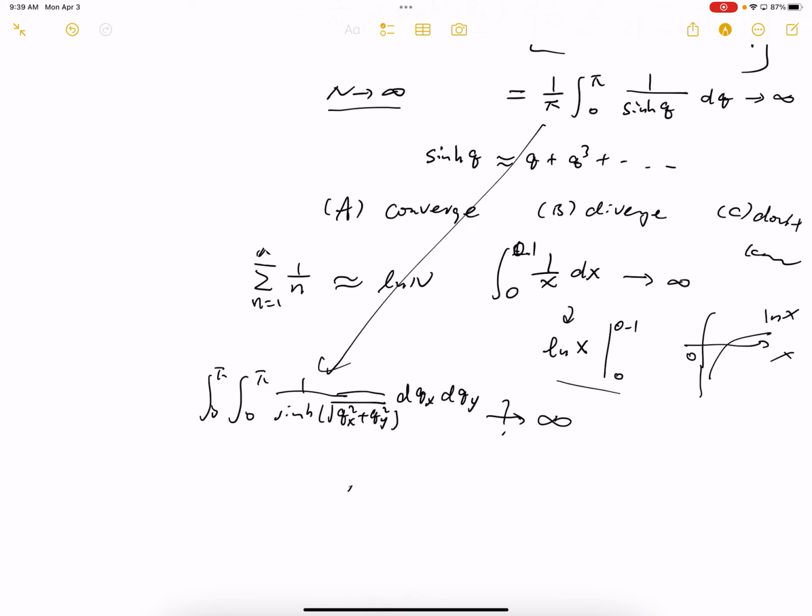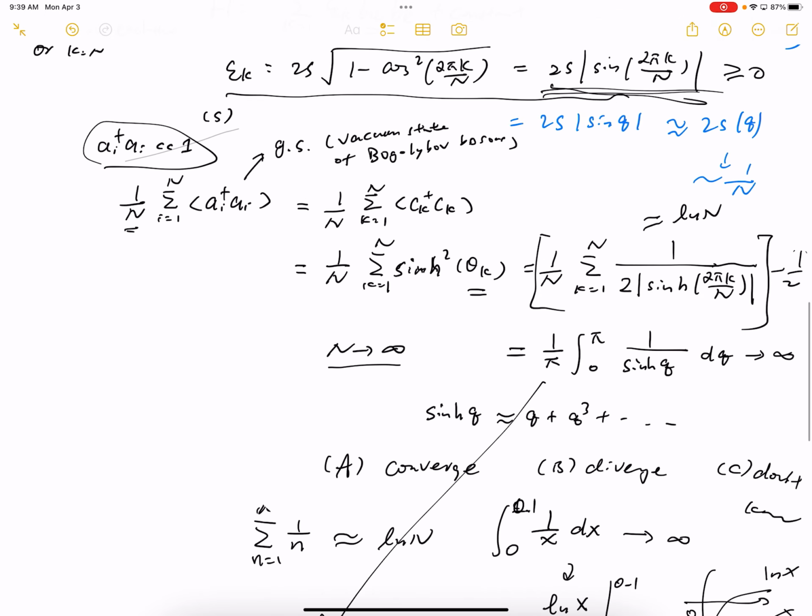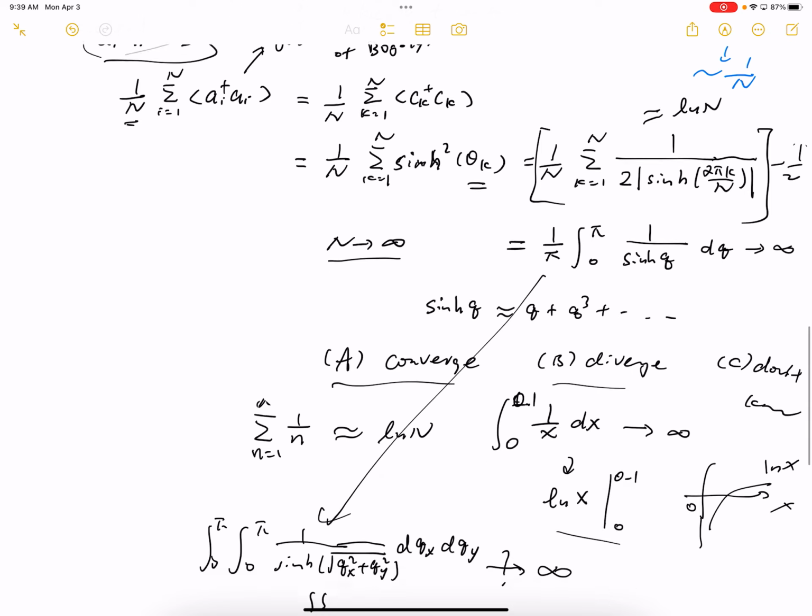So again, for simplicity, you can forget about the sinh, because at small momentum it is basically approximated by just 1 over Qx squared plus Qy squared. It's kind of the magnitude of the momentum. Do you think it converges or diverges? A for converge, B for diverge. Don't get it wrong. So A for converge, B for diverge. C for you don't know. So it's in 2D.